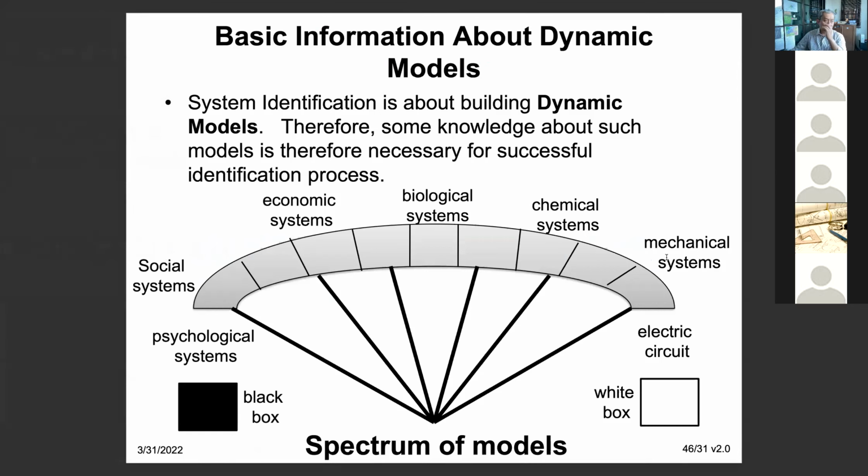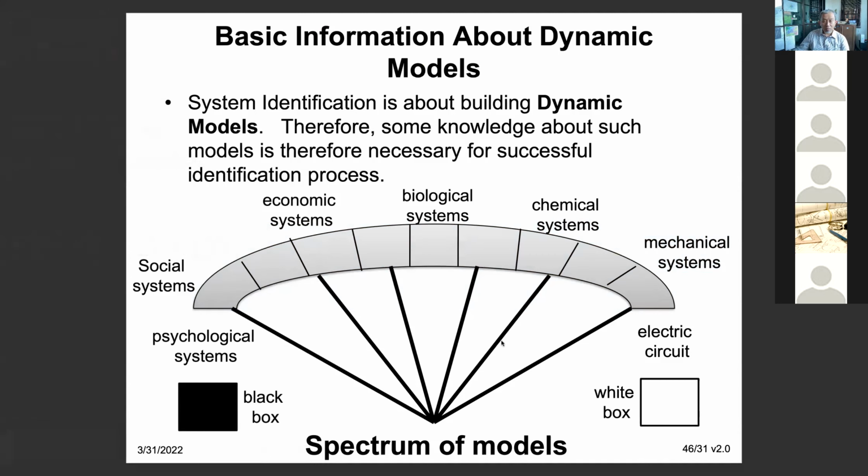So the challenge of system ID is the system itself: how you categorize it. Is it a black box or a white box? A black box is where we have zero knowledge of the system, for example psychological systems, which are human, social systems, and economic systems. Biological systems are considered gray, between black and white, because we have some knowledge of them. Chemical, mechanical, and electrical circuit systems are considered white box. Once you know the values of resistance, inductance, and capacitance, or the mass, spring, and damper, or the chemicals you use, the model category becomes easy because you know what is inside. This is what we call the spectrum of models.